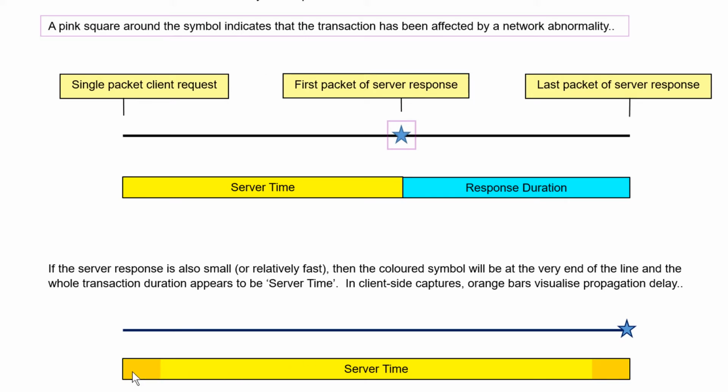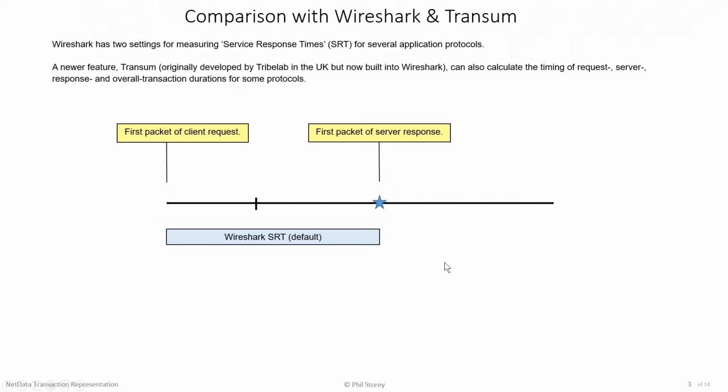I've introduced a new orange bar, and when NetData draws charts that display these colours, the orange is the time it took the client packet to get to the server. Then we have the real server time, and then the time that the server's response took to get back to us. Wireshark has this idea of server response time. By default, that's the first packet of the request to the first packet of the response.